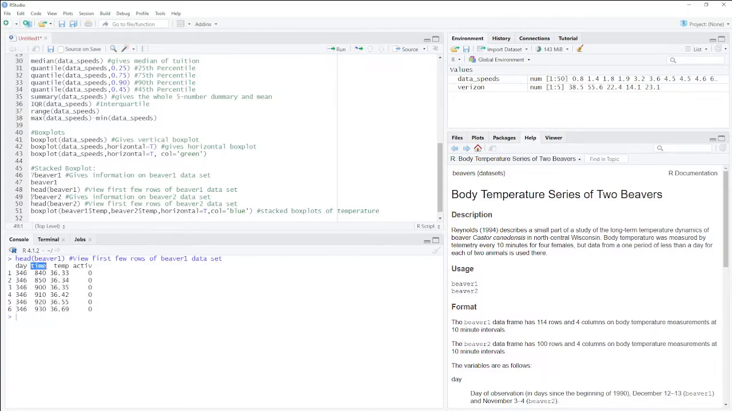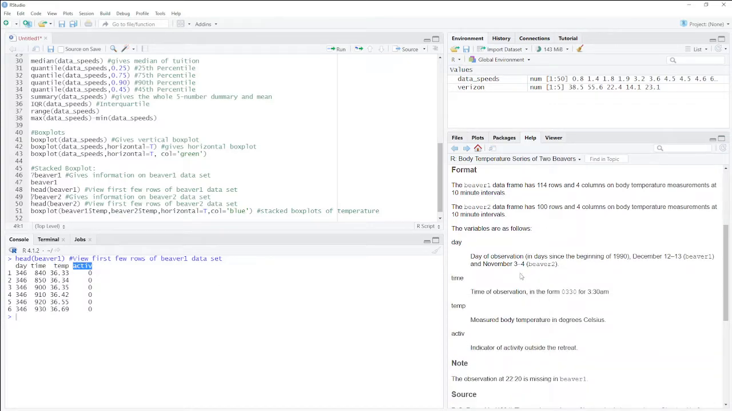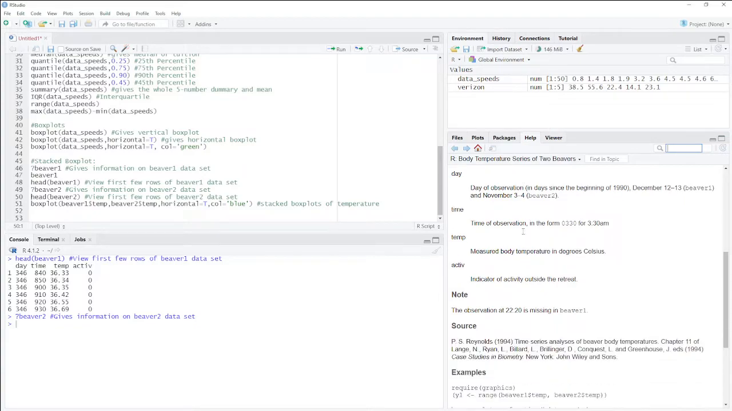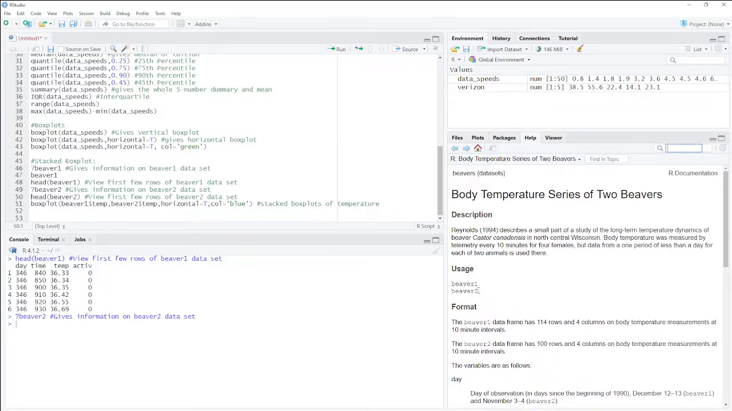So we have the day, the time, temperature, and whether or not they were active. And again, it describes all of that here: the day, the time of observation, the temperature, and an indicator whether they were active or not. And then same thing for Beaver 2, question mark Beaver 2. It brings us to this same documentation, right? And then we can look at the first few entries there.